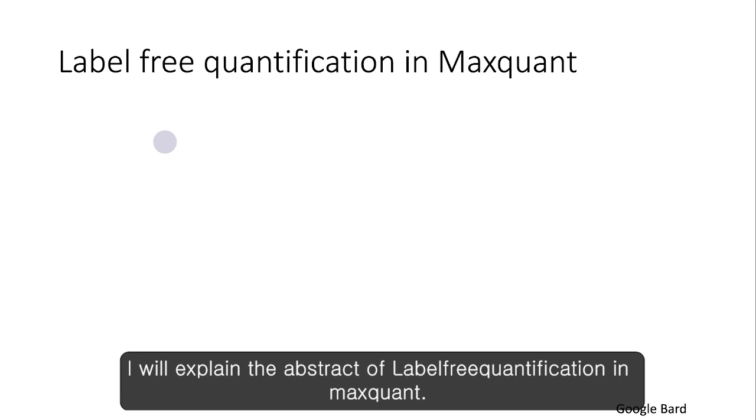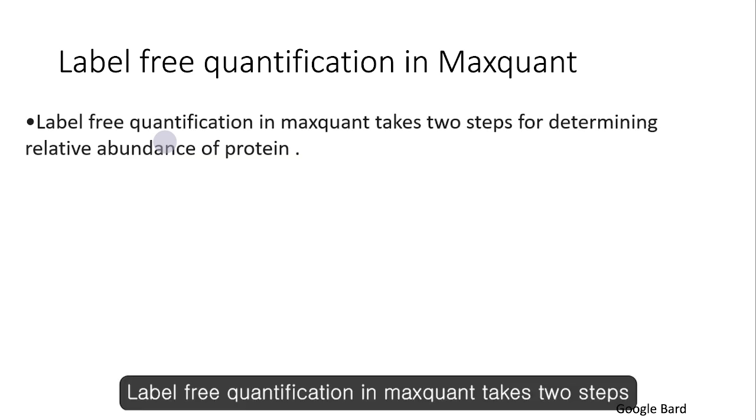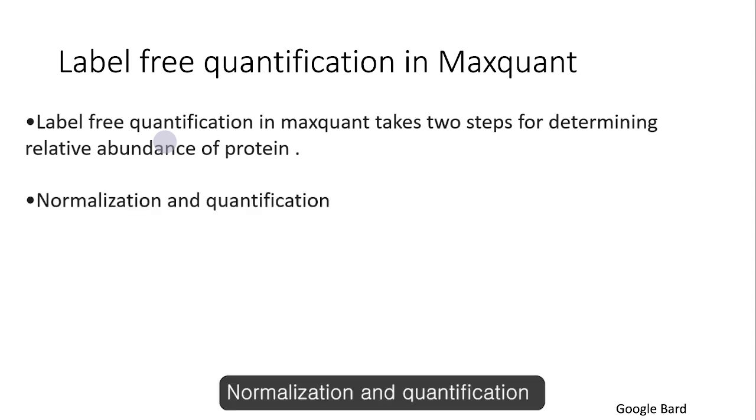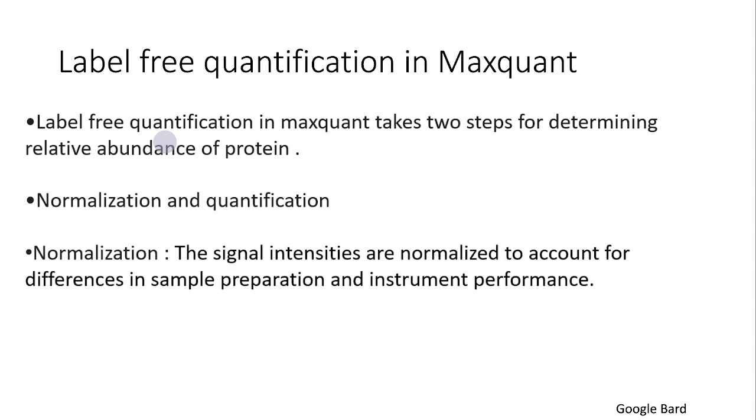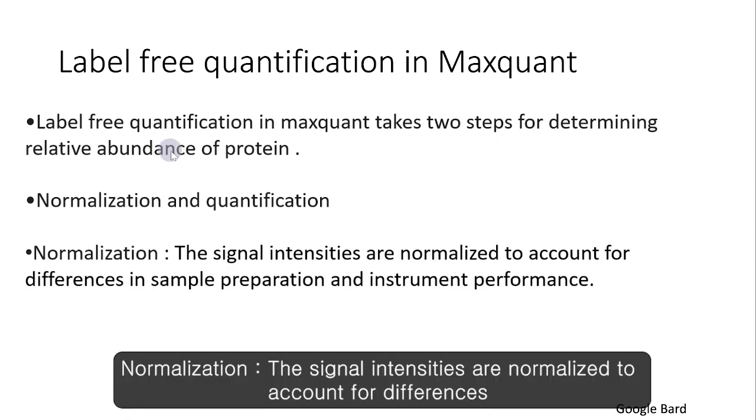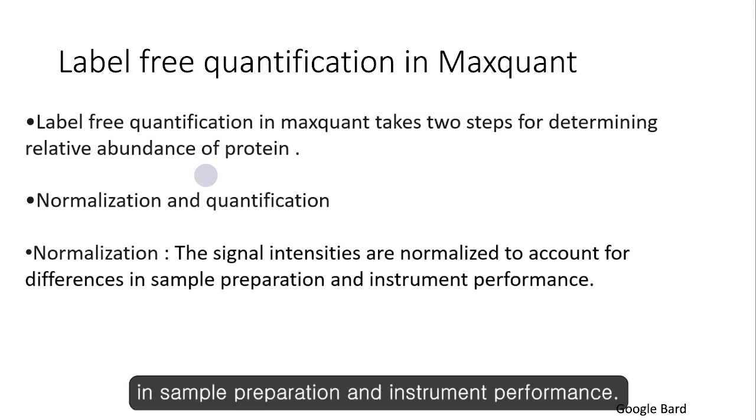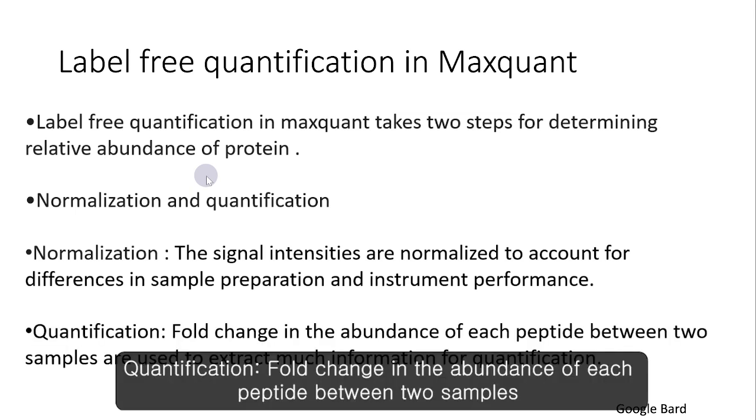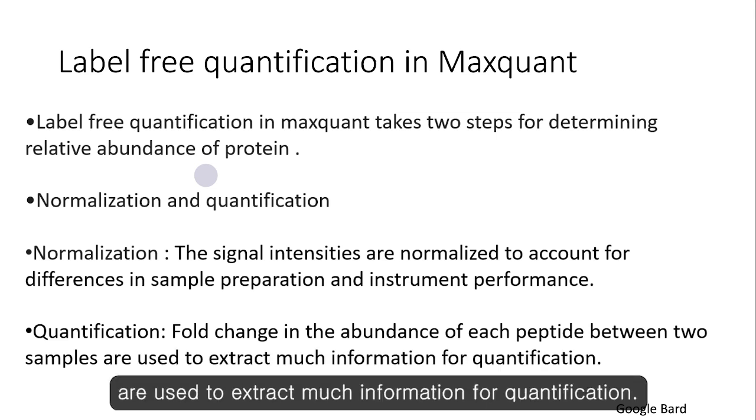I will explain the abstract of label-free quantification in MaxQuant. Label-free quantification in MaxQuant takes two steps for determining relative abundance of protein: normalization and quantification. Normalization: the signal intensities are normalized to account for differences in sample preparation and instrument performance. Quantification: fold change in the abundance of each peptide between two samples is used to extract information for quantification.